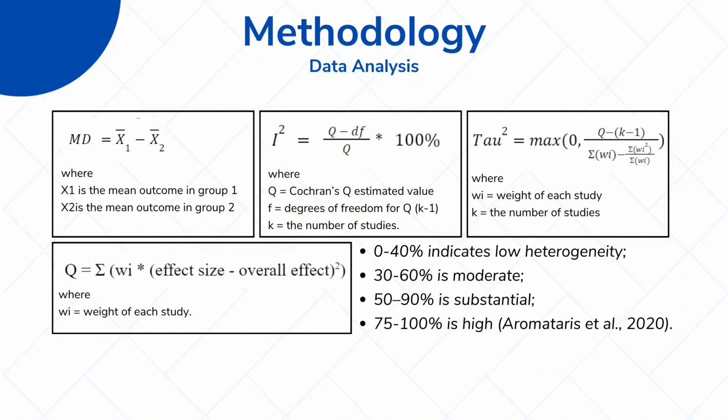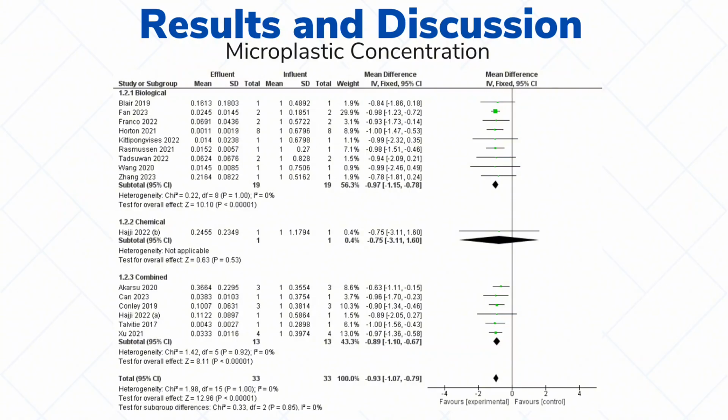After determining the heterogeneity from the statistical tests, the degree in which it is present in the study would be observed, wherein 0 to 40% indicates low heterogeneity, 30 to 60% is moderate, 50 to 90% is substantial, and 75 to 100% is high. With this, a fixed effects model will be employed. The weight of each study is given from how precise its results are. The more precise the result, the larger its weight and contribution to the overall effect estimate. Here is the photo of our forest plot.